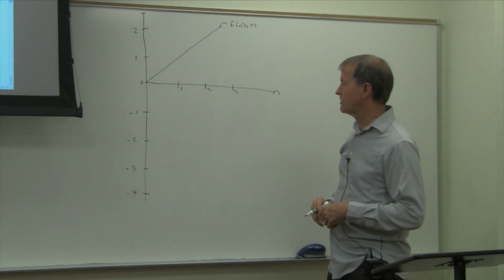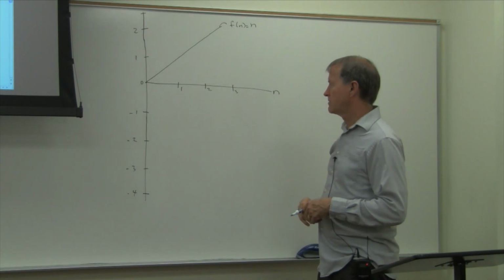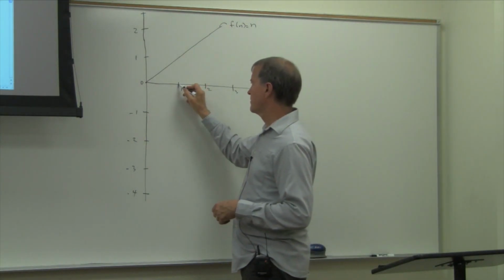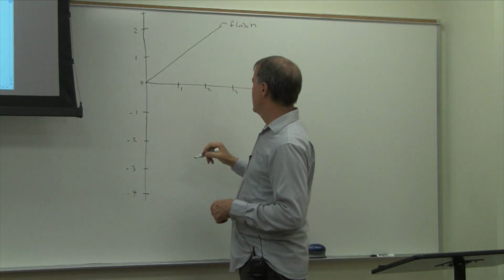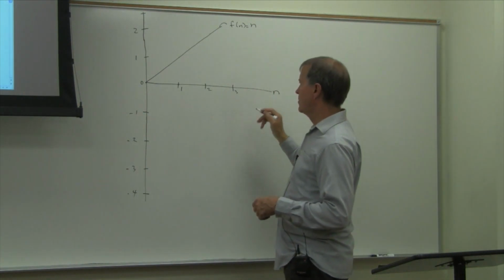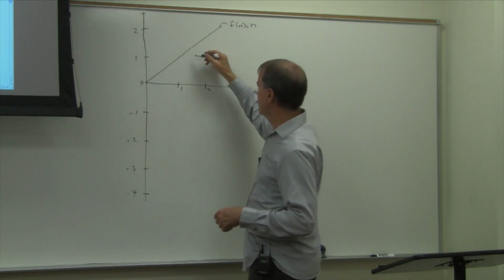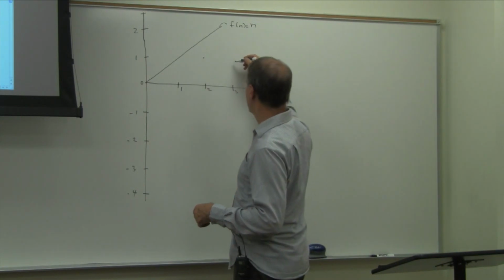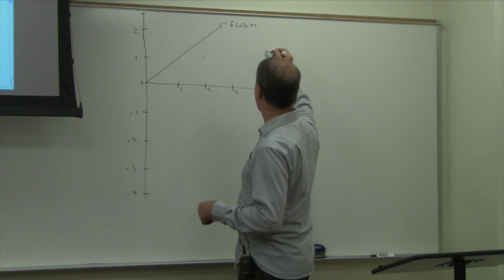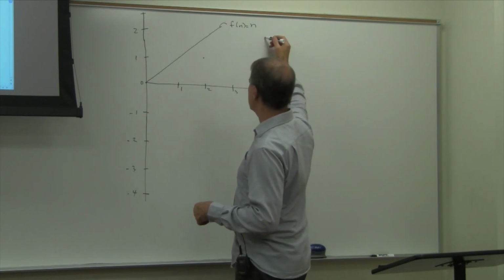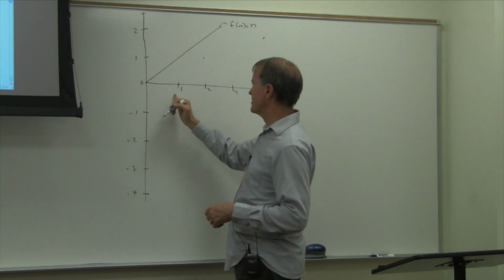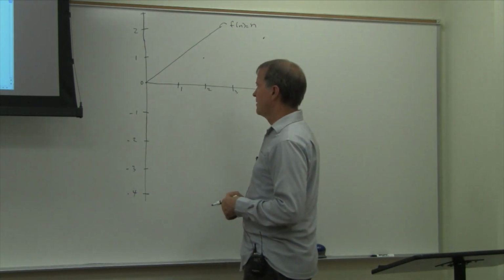Log base 2 of n. It goes through here, and then it goes through 2, 1. So it goes through here, and it goes through 4, 2. Most people got this one right, but where people messed up was what happens in here? It goes straight down.